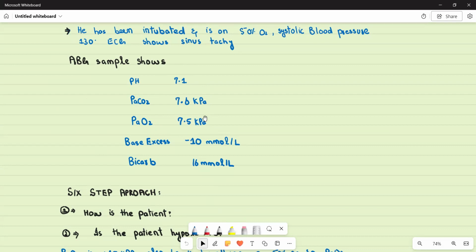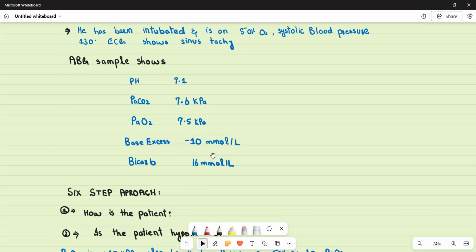Okay. What is base excess and bicarbonate doing? Bicarb is 16 millimole per liter. Is it normal? No, because normal bicarb level is 22-26 millimole per liter. So this is less than 22. So the bicarbonate level is low. What is the base excess doing? Base excess is minus 10. Normally it's between -2 to +2. So yes, the base excess is really, really low.